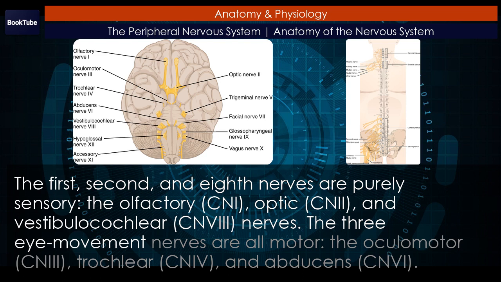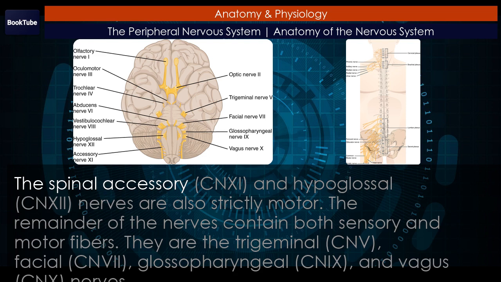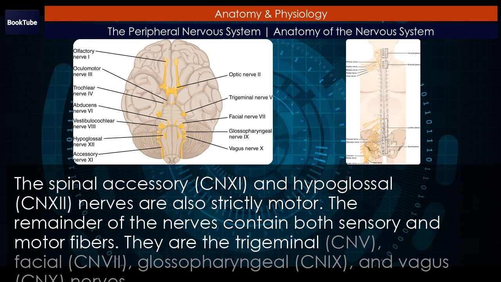The 3 eye movement nerves are all motor. The oculomotor, CN III, trochlear, CN IV, and abducens, CN VI. The spinal accessory, CN XI, and hypoglossal, CN XII, nerves are also strictly motor. The remainder of the nerves contain both sensory and motor fibers. They are the trigeminal, CN V, facial, CN VII, glossopharyngeal, CN IX, and vagus, CN X, nerves.